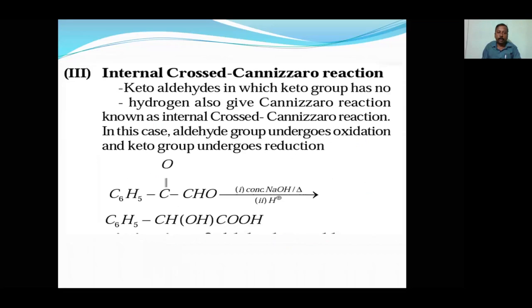Then internal crossed Cannizzaro. See here, this is an aldehyde, this is a ketone, and nobody has alpha hydrogen. So within the molecule itself, the NaOH, OH minus, will be utilized here. This is converted to carboxylic acid and this is converted to alcohol. Is that clear? Internal crossed Cannizzaro reaction. Okay, very good.